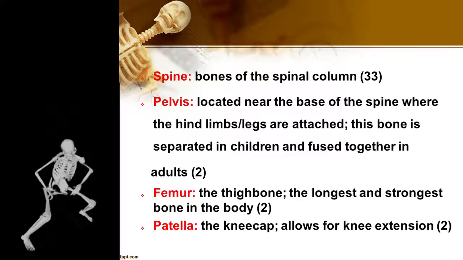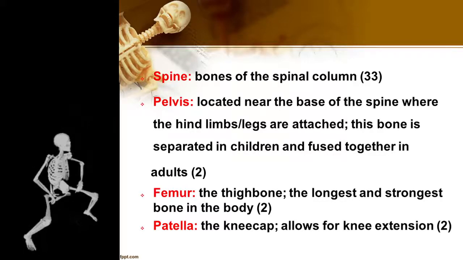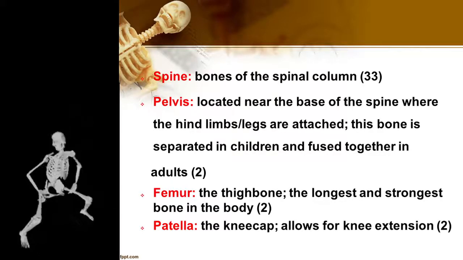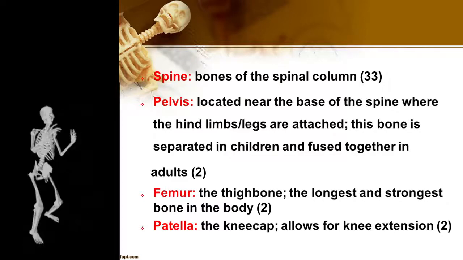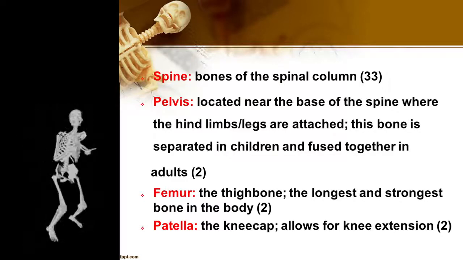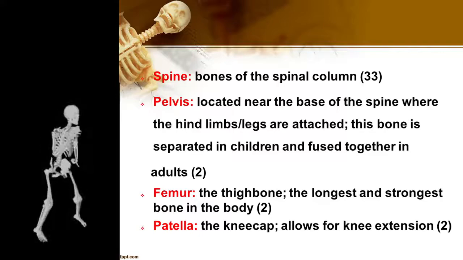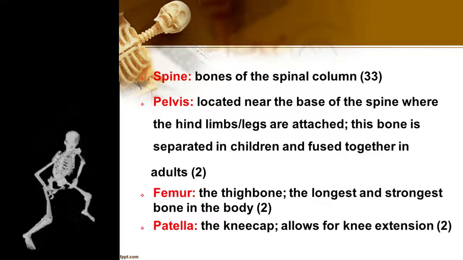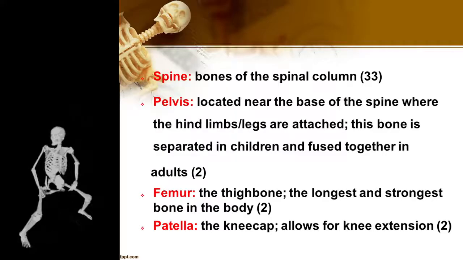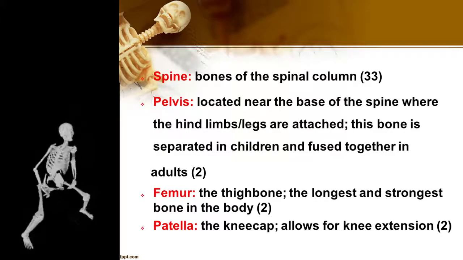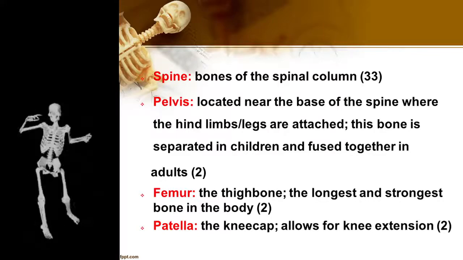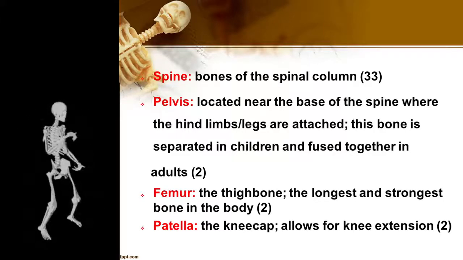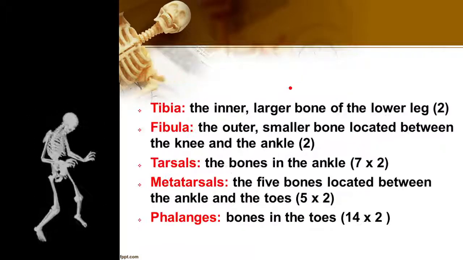Now we have the spine or the bones in the spinal column. Then we have the pelvis located near the base of the spine where the hind limbs or legs are touched. This bone is separated in children and fused together in adults. We have the femur or the thigh bone, the longest, the strongest bone in the body, and the patella or the kneecap, which allows knee extension.